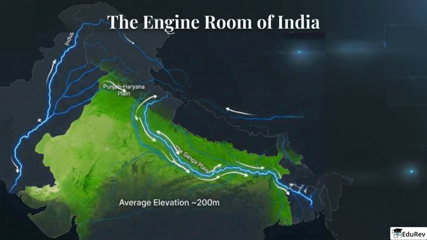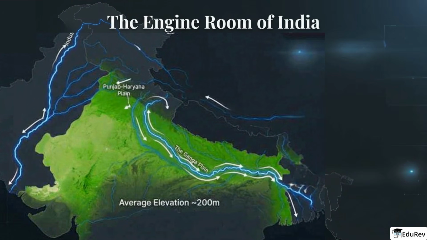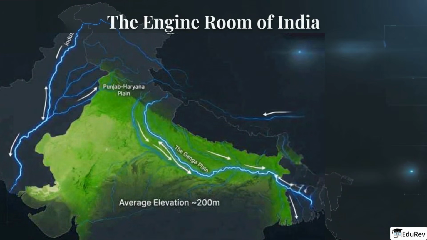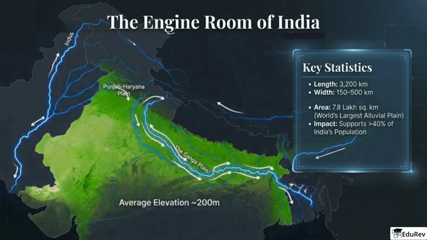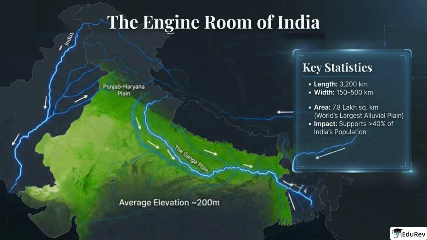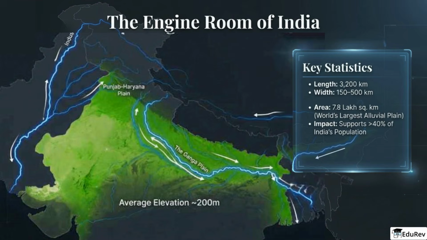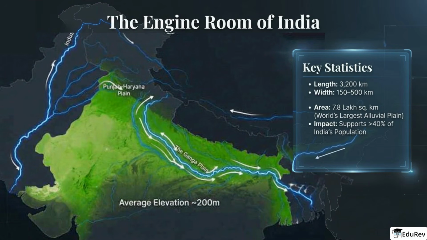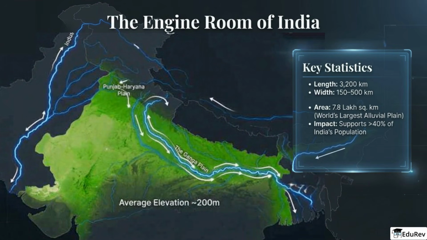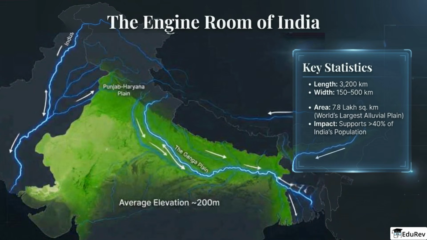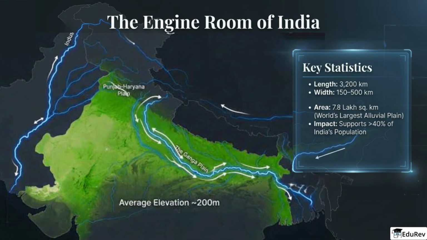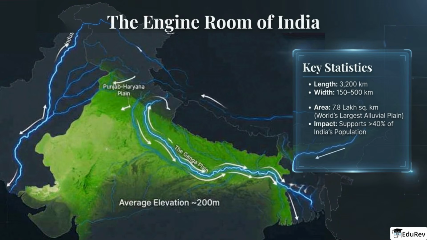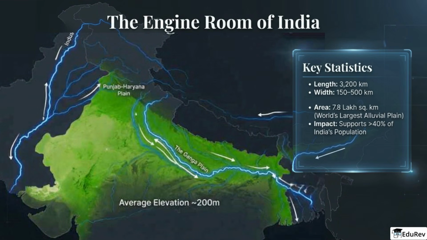This is the engine room of India, spread across the Punjab-Haryana plain and the Ganga plain with the Indus system on the west. Key statistics to lock in. Length 3,200 kilometers. Width 150 to 500 kilometers. Area 7.8 lakh square kilometers, the world's largest alluvial plain. Impact. It supports more than 40% of India's population.